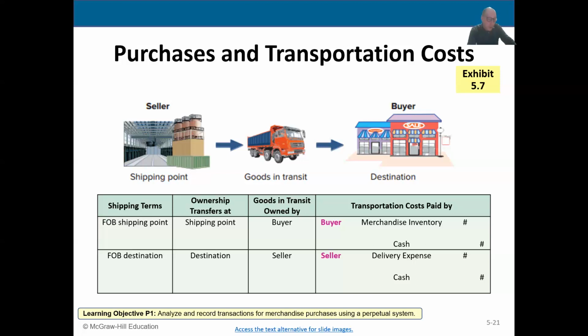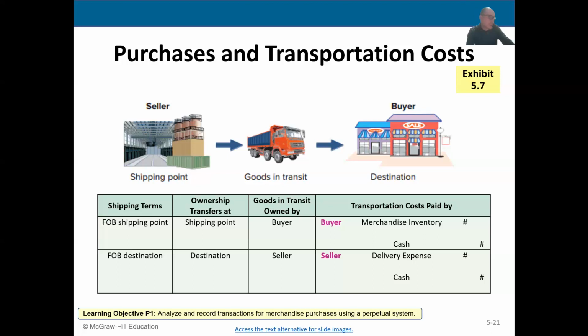Okay? So there are two types of shipping terms typically. We have free on board shipping point and free on board destination. I already told you about the destination part. Free on board destination is where the seller is responsible for the shipping insurance until it reaches the destination, right? When it comes to free on board shipping point, the ownership transfers at the shipping point, meaning the buyer is responsible for the product at the point that it's sold. You see?